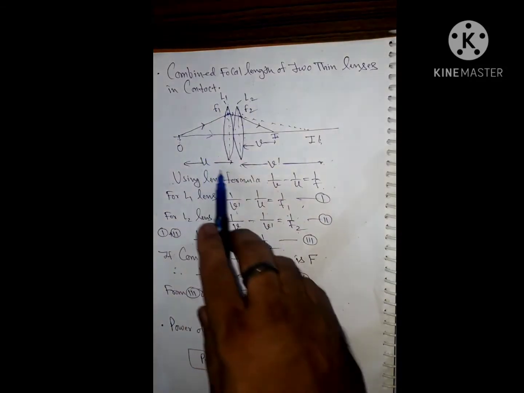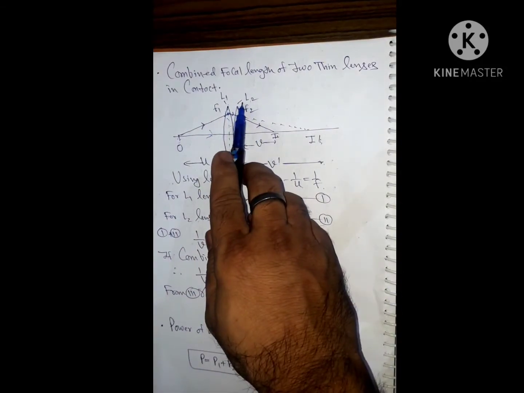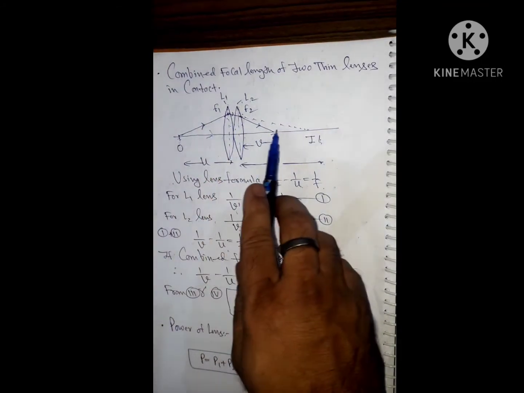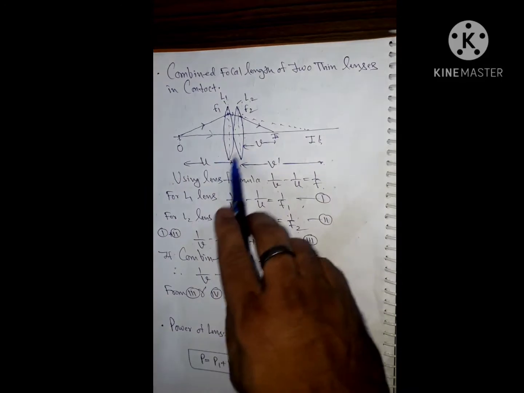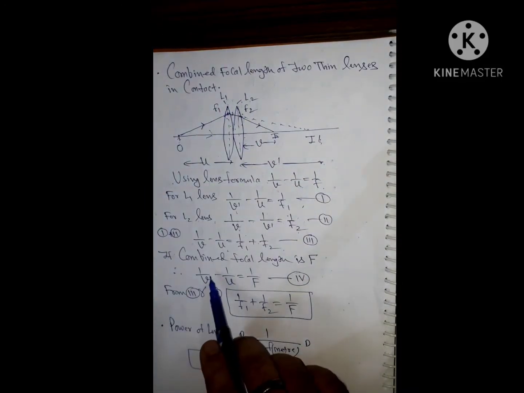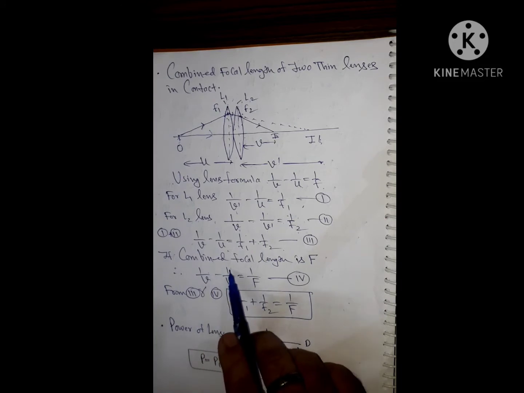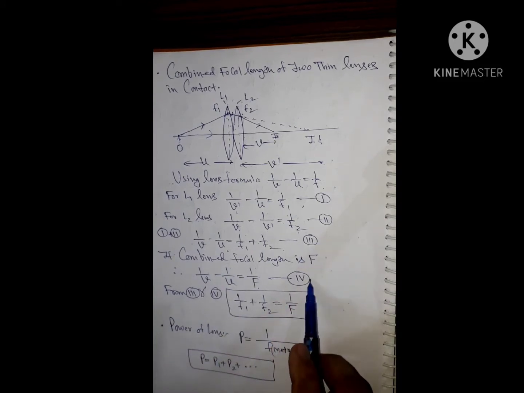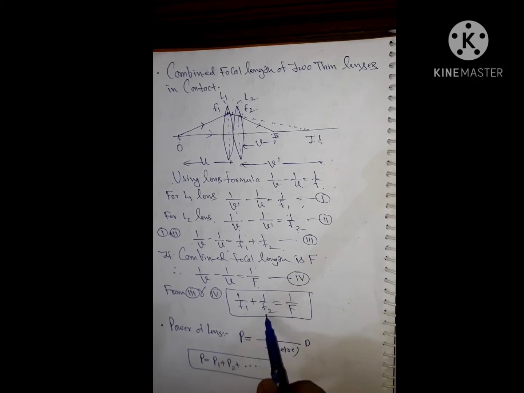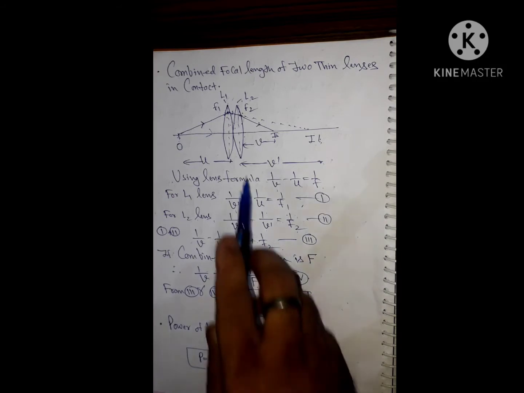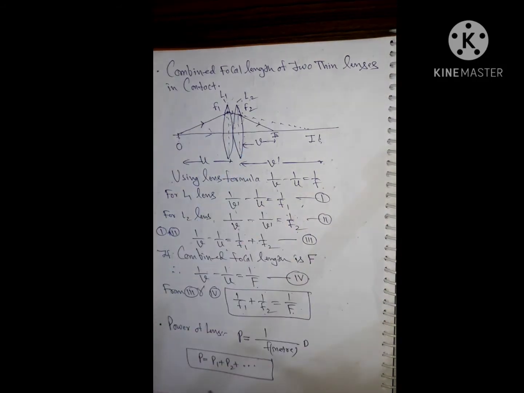Suppose the combined focal length is F, the object is at the point O, and the final image is formed at the point I. For the combined lens, using the lens maker formula again, 1/V minus 1/U is equal to 1/F. Now compare the third and fourth: 1/F1 plus 1/F2 is equal to 1/F. This is the combined focal length formula when the two lenses are in contact.